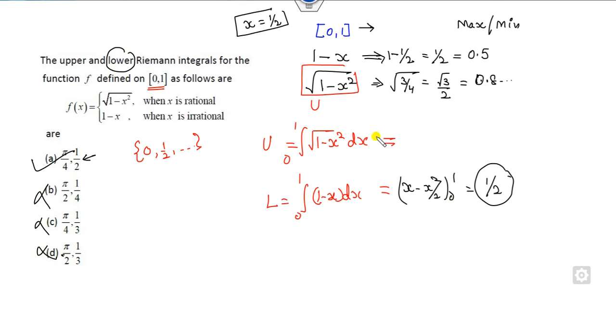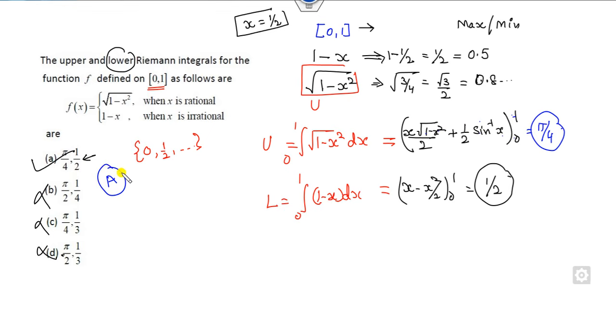Otherwise you can solve this integration. We all know this is x square by 2 plus a square by 2 sine inverse x. So what is the answer of this? When you take x from 0 to pi by 2, the value at 0 is 0. So pi by 4 again, A is the right answer of this problem.